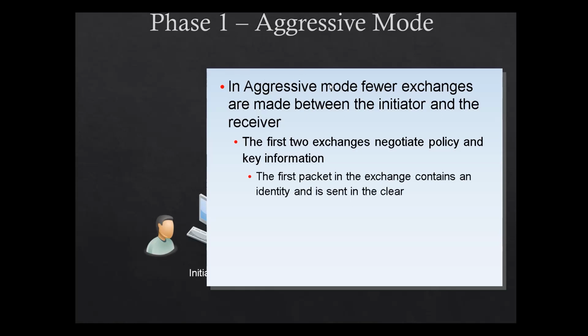So in aggressive mode, fewer exchanges are made between the initiator and the receiver. The first two exchanges negotiate the policy and key information. The first packet in the exchange contains the identity and is sent in the clear. So as I said, if you are using aggressive mode, just make sure that you are already in an organizational space, not in a public medium.